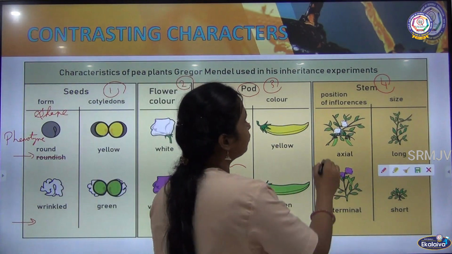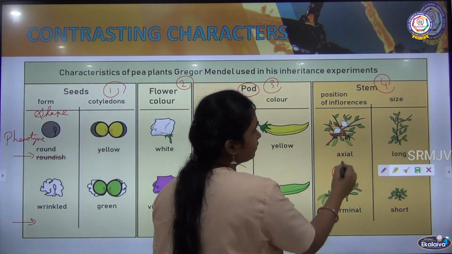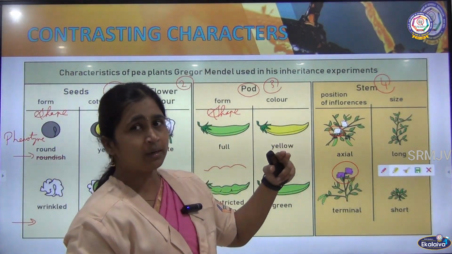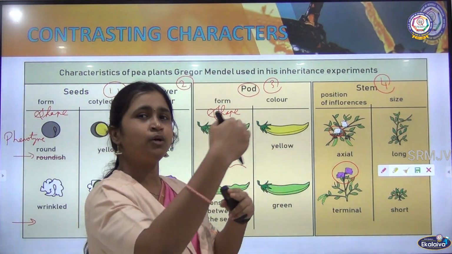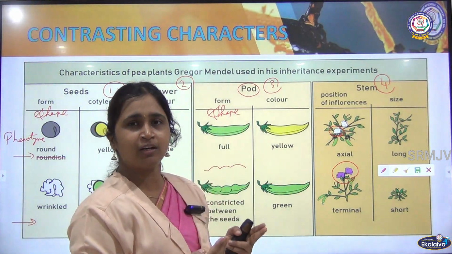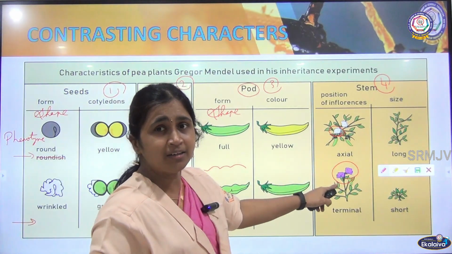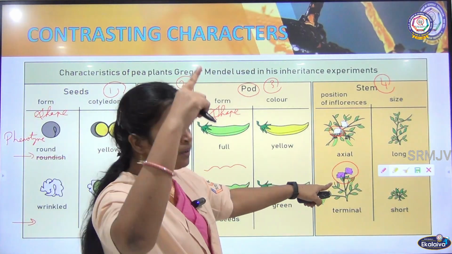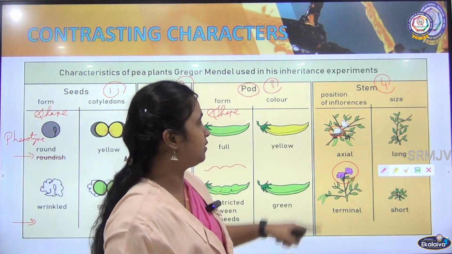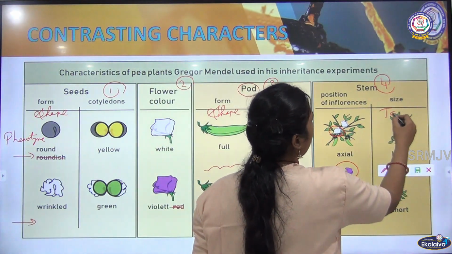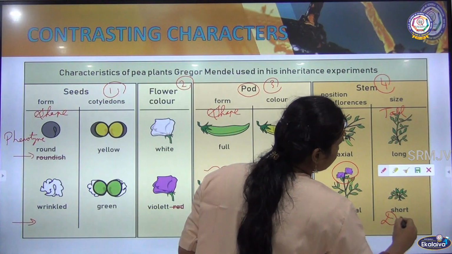Then the position of the inflorescence, flower position. There is a difference in flower position. One is axial in position, another one terminal in position. Terminal is nothing but the end here. So, the flower position is terminal and the flower position is axial. Then next you can see the size: the long one you can call tall, and this one you can call dwarf.